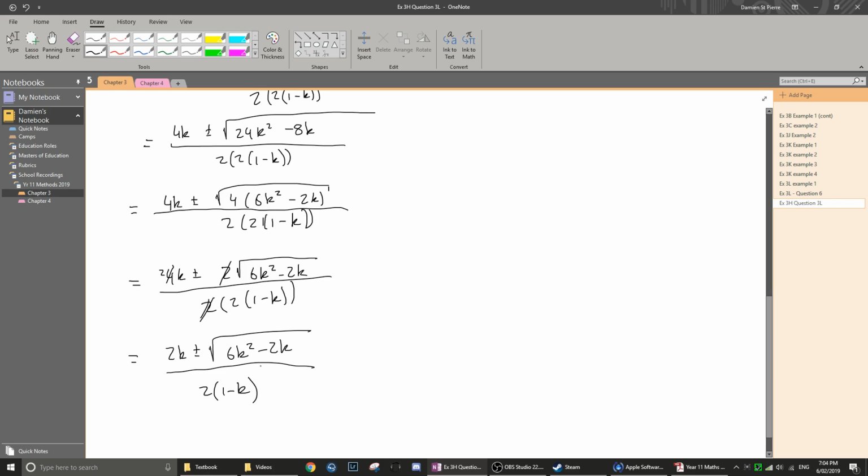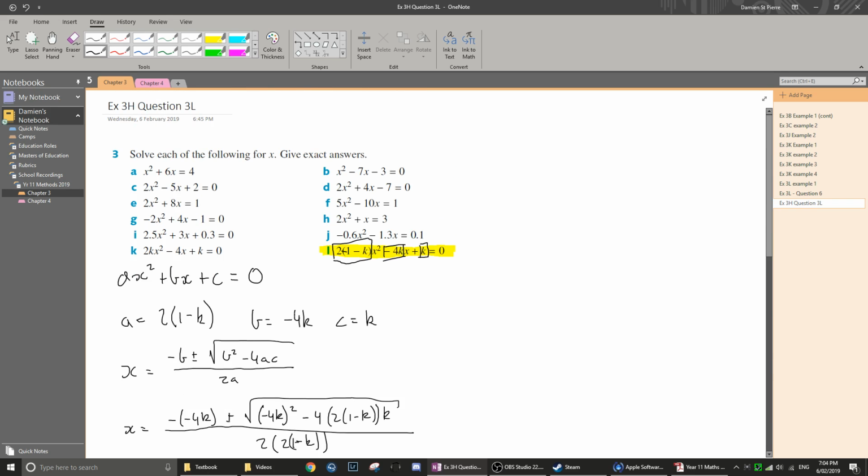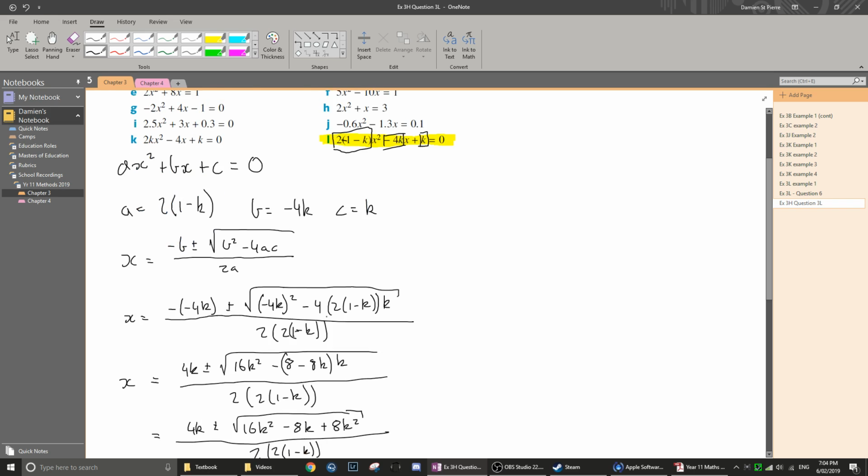And if we put any k value in that, that will actually work for any k value we put back in our original expression. That's it.